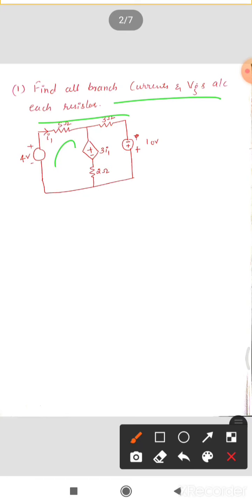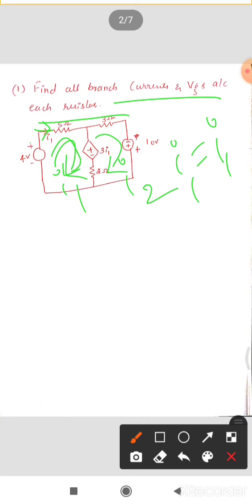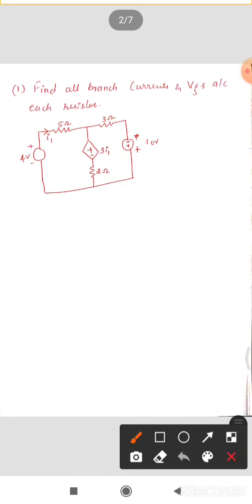There are two loops. It is better to apply KVL for the two loops. This is I1, I'll take this as I2. Remember, this I1 and this I1 are the same, because I1 is flowing through the 5 ohm and is also the loop current of the first loop. So here the capital I1 will be equal to the small I1. I hope it is clear: this current and this current are both the same. Now we'll apply KVL for the first loop and for the second loop.